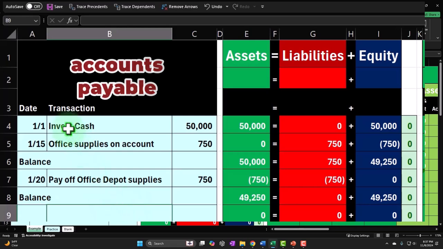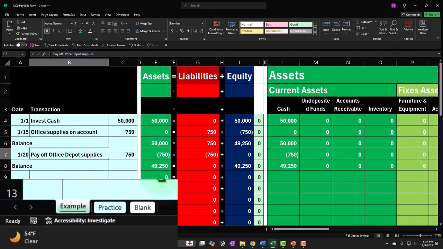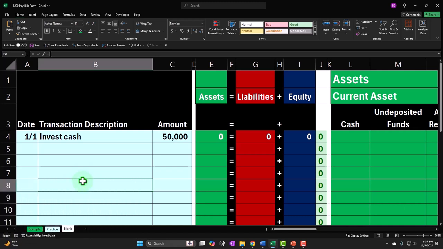All right, so that's going to be our transaction. We'll enter a bill and then we'll pay off the bill just to see that full transaction. Remembering that the practice tab will have some pre-formatted cells. It'll look very similar to the blank tab as we have it now though, because we're going to be working with our template.